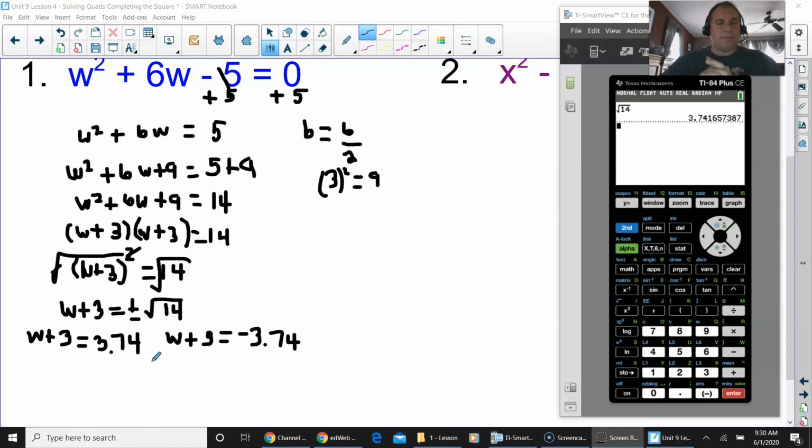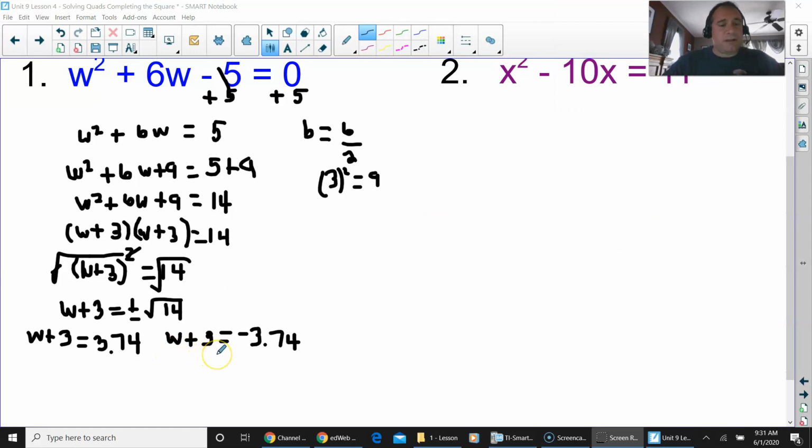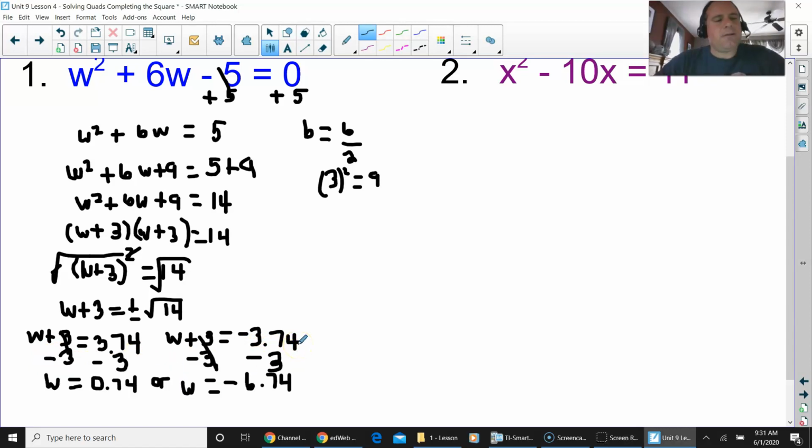We split it up: w plus 3 equals 3.74, because square root of 14, as you can tell right in my calculator, is 3.74. And then w plus 3 equals negative 3.74. Now you solve both sides like you normally would. We subtract 3 on both sides. For the left equation, you have w equals 0.74, and you subtract 3 on both sides of the right side, and you have negative 6.74. That's it.